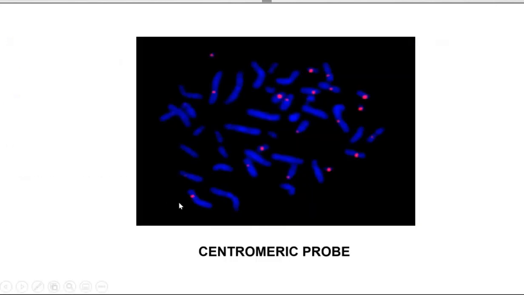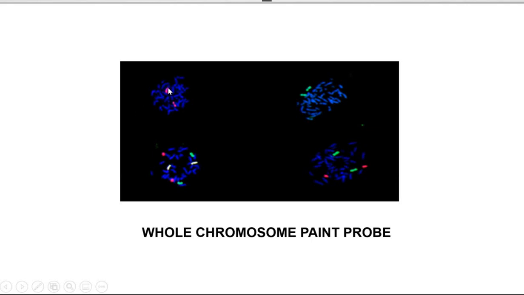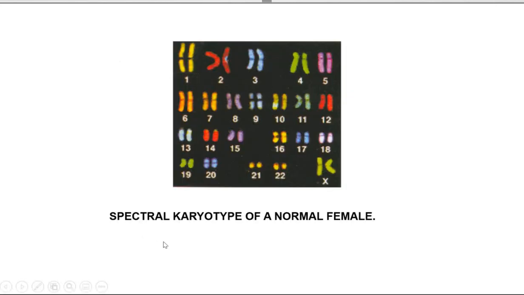So this is an example of the centromeric probes. You can see these fluorescent, radioactive areas in the centromeric region, the centromeric probes, where these probes must have bound to the metaphase chromosomes. And here the whole chromosome is painted by these radioactive labeled probes. And this is the example of the spectral karyotype of a normal female. You can see that these chromosomes are differently colored in this spectral karyotyping of a female.